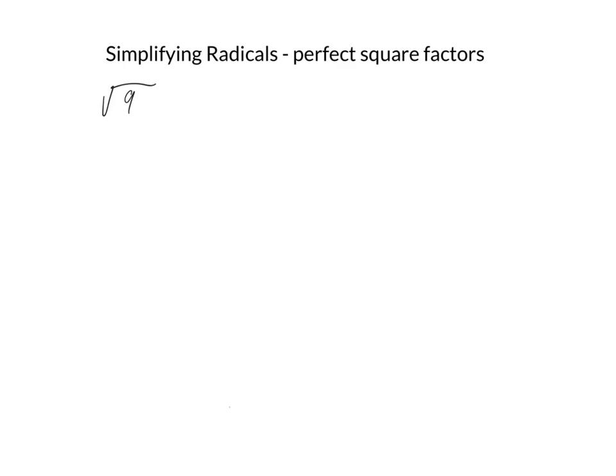So this method is using perfect square factors. Just to review, perfect squares are numbers that when you take the square root, you get a nice friendly whole number. For example, if I ask you what the square root of 9 is, you know that the square root is the opposite of squaring something. So we're looking for a number that when squared, or multiplied by itself, equals 9. And so the square root of 9 is 3, because 3 times 3 is 9.